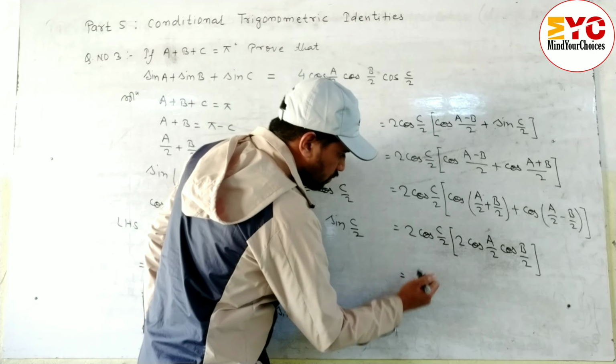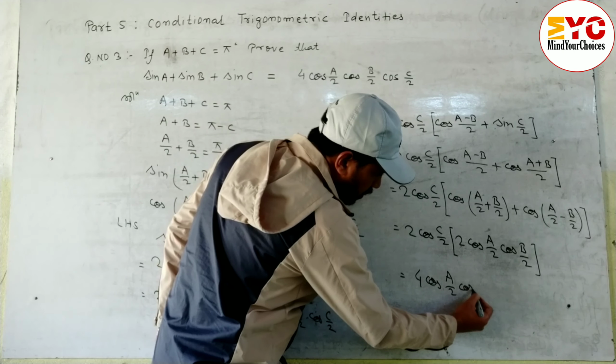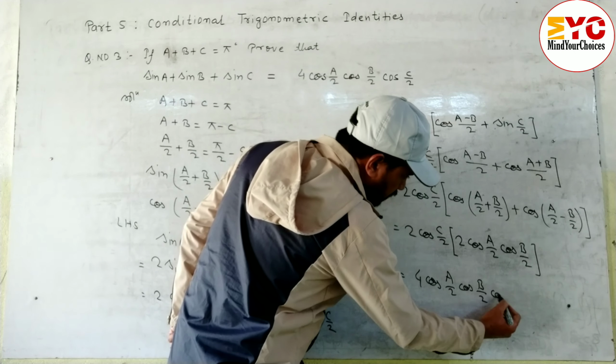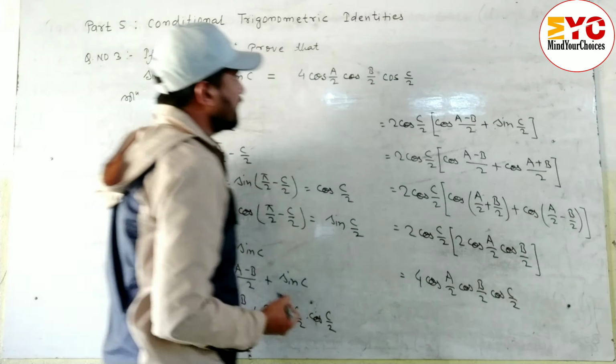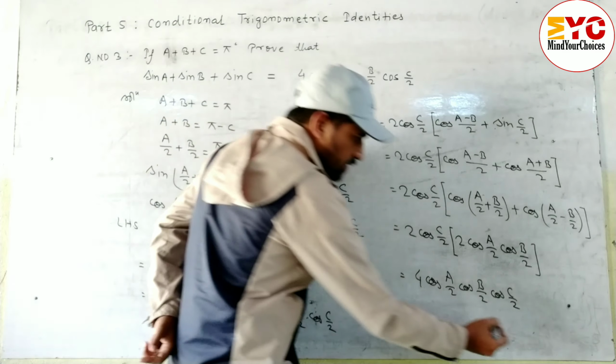Now 2 into 2 is 4, so we get 4 cos(A/2) cos(B/2) cos(C/2). Hope you understand this. We had to prove 4 cos(A/2) cos(B/2) cos(C/2), which is here. RHS proved.